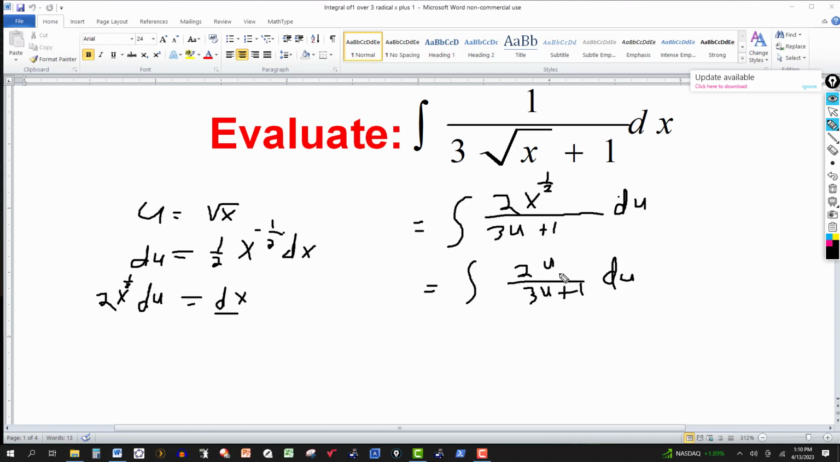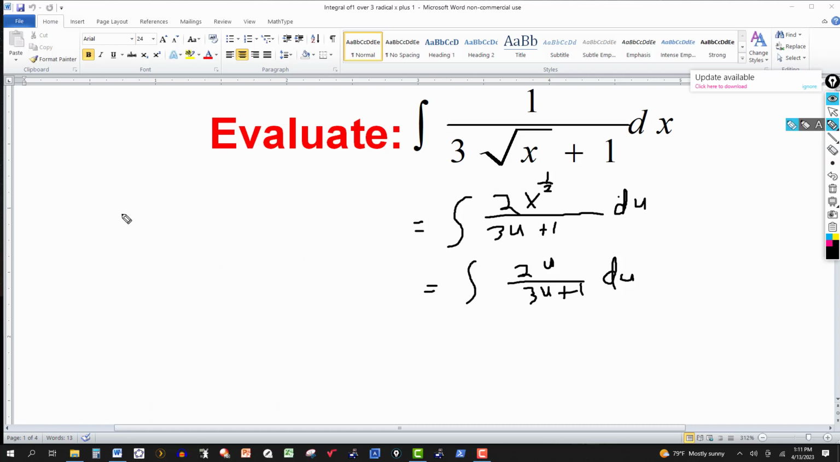We've got to integrate this using either partial fractions, if possible, or some other kind of integration technique. Since the degree of the numerator is the same as the degree of the denominator, I want to go ahead and simplify this. So let me get rid of this over here, and I'm going to divide. So this will be 2u, divided by the denominator, 3u plus 1. So long division here, 3u into 2u will give me 2/3.